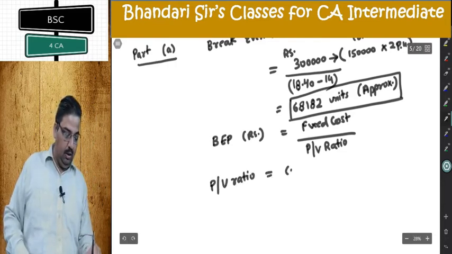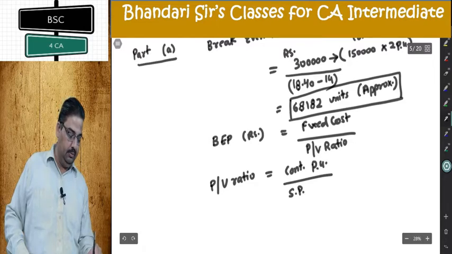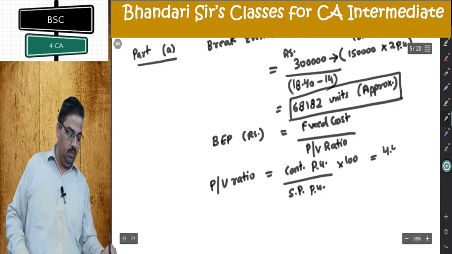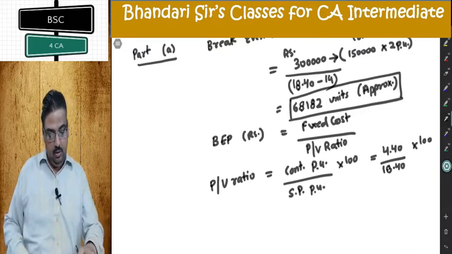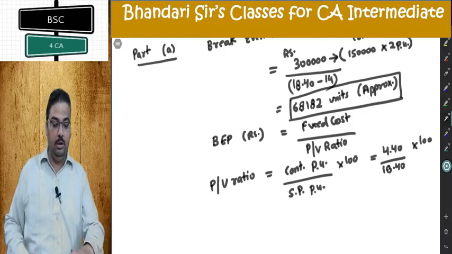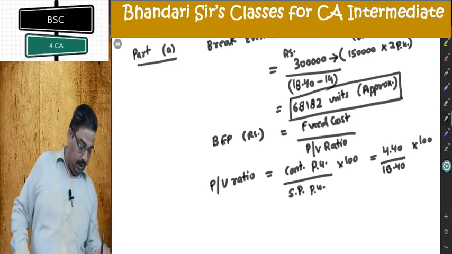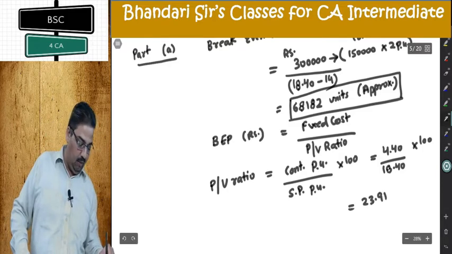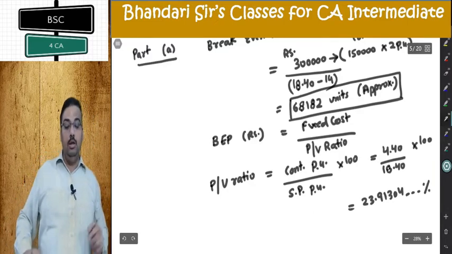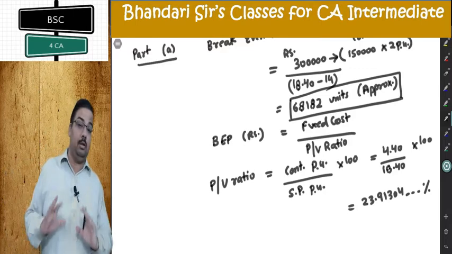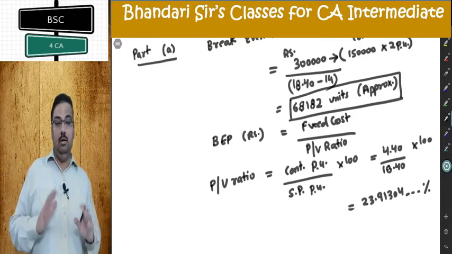PV ratio equals contribution per unit divided by selling price per unit into 100. 4.40 divided by 18.40 into 100. Now this is something not to be approximated because it is to be used further. I am getting 23.91304 dash dash dash percent. I'll use exactly this figure till the end without approximating, and then I'll get the amount in break-even point.